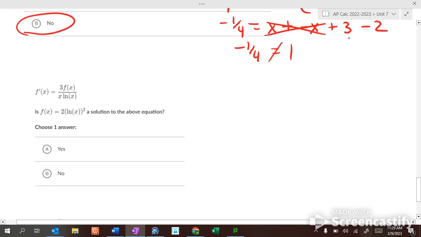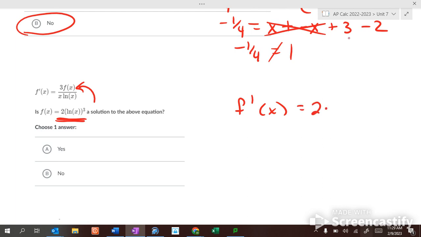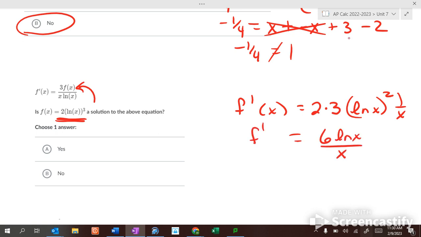Let's do that again. Is this a solution for this? Well, to see if it's a solution, you have to find the first derivative of this. What's the first derivative of this? Chain rule. Yep, so you take 2 times 3 times the ln of x squared times the first derivative of the inside, which is 1 over x. So it's going to be equal to 6 ln of x over x. That's what the first derivative is.